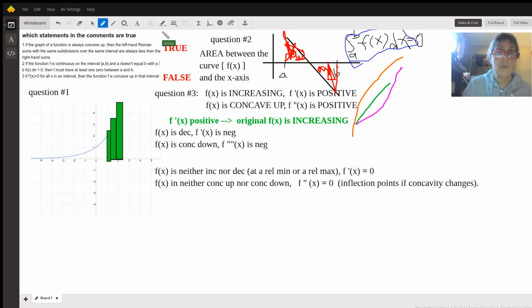So even though this isn't exactly Rolle's theorem, and it's not really the intermediate value theorem, this answer is true. Because the only way to get that integral to equal 0 is to have the same amount of area above the x-axis as you have below the x-axis, which means you had to pass through 0.